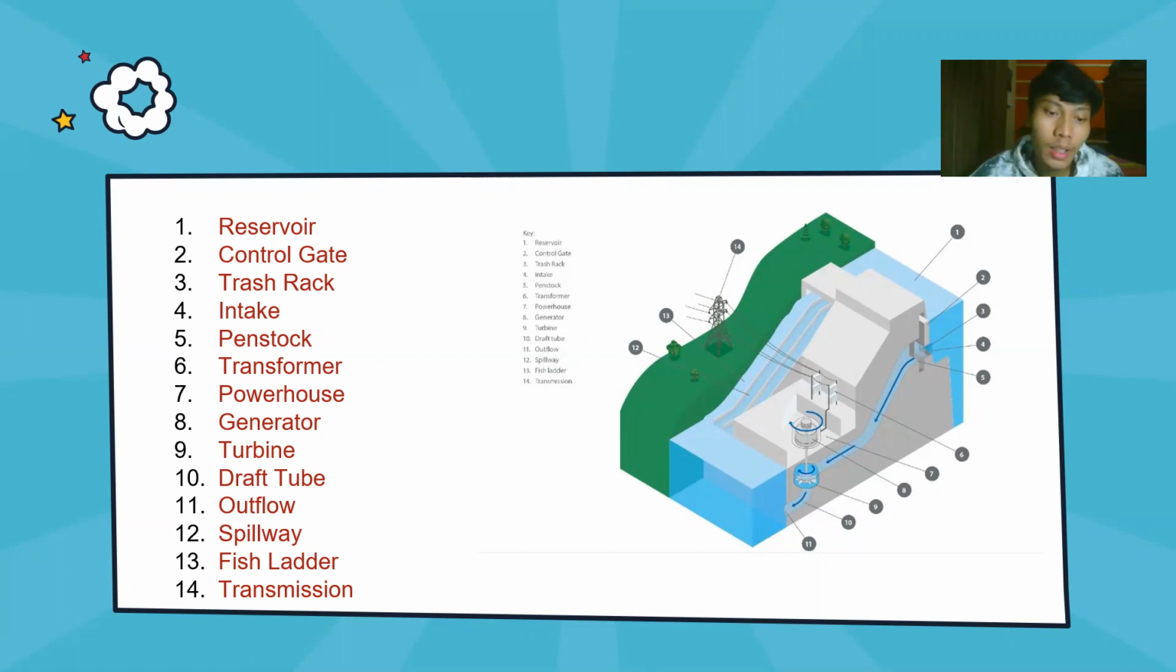dam gate safely. Number 14 is the transmission line. The transmission line serves to distribute electrical energy from the hydropower plants, whose voltage has been increased by the step-up transformer, to the consumer.